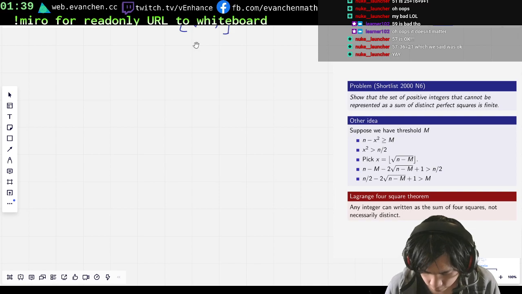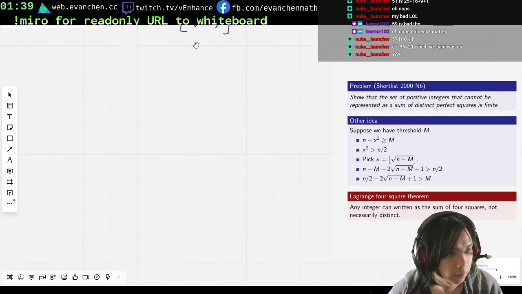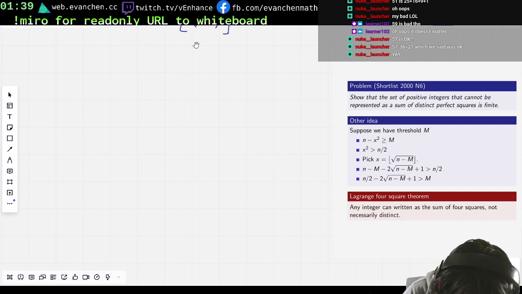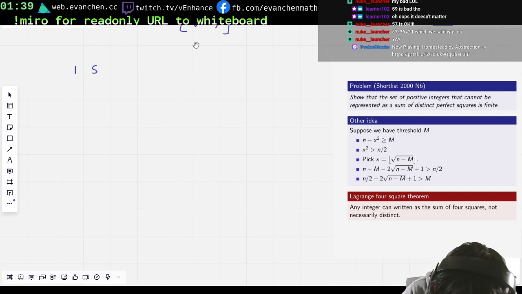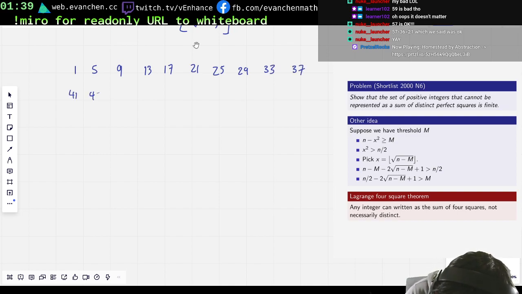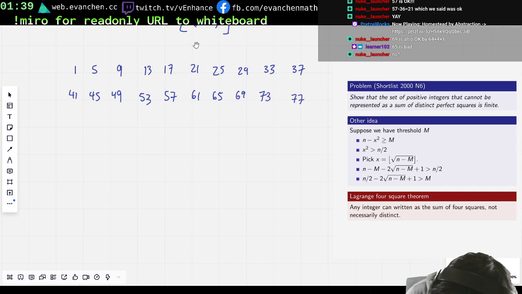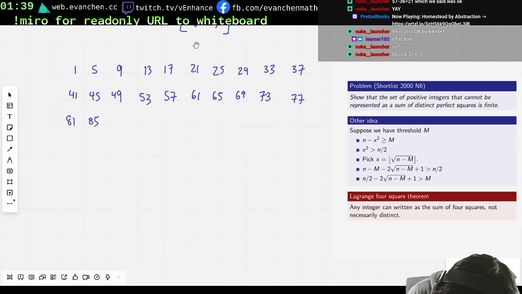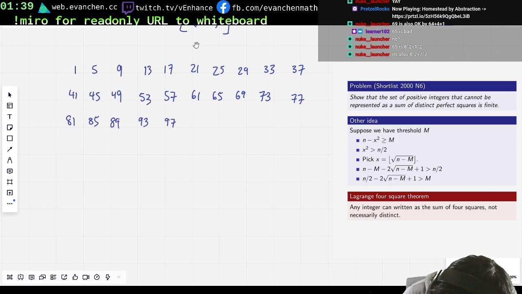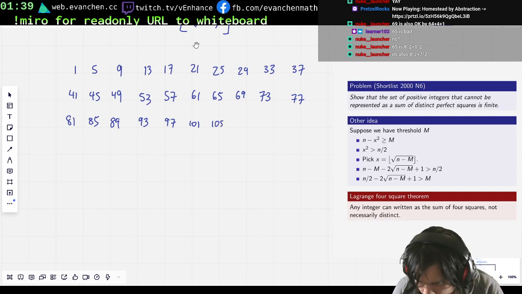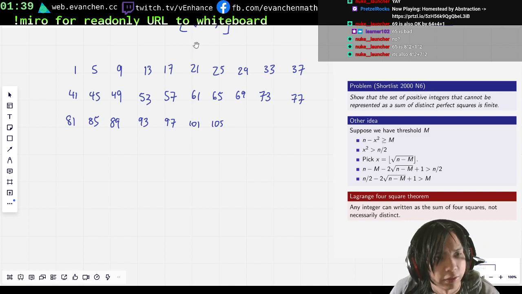Okay, so I'm going to write all the 1 mod 4 numbers. It's actually easier. I don't think too hard about this. And how big of an interval do I want? 65 is bad. No, it's not. It's 7 squared plus 4 squared.